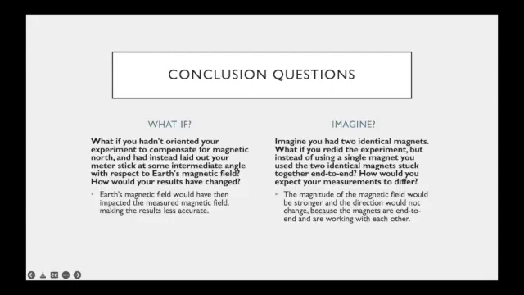For the concluding what-if questions, the answer would be that the Earth's magnetic field would have impacted the measured magnetic field, making the results less accurate. And for the imagine-if-you-had 2 identical magnets question, the magnitude of the magnetic field would be stronger and the direction would not change because the magnets are end to end and are working with each other.